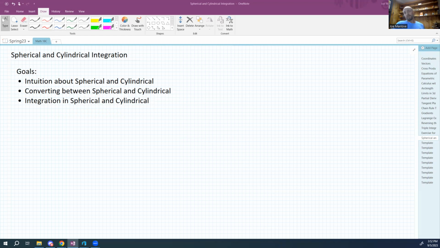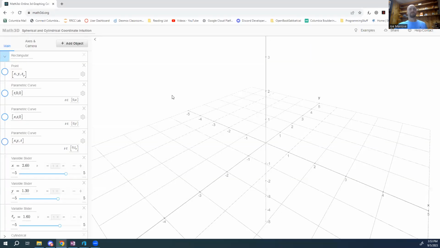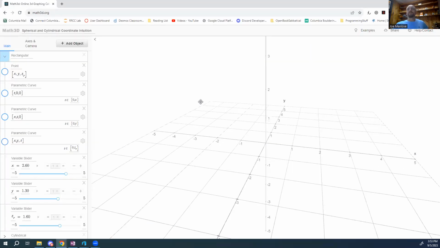In this video, I'm not going to show you where the volume forms come from. There are other videos for that. Here, I'm just going to add them to the conversions. So first things first, I made a little toy to give us some intuition. So here's my little toy.